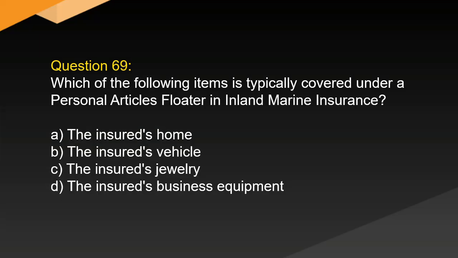Question 69. Which of the following items is typically covered under a personal articles floater in inland marine insurance? A. The insured's home. B. The insured's vehicle. C. The insured's jewelry. D. The insured's business equipment.